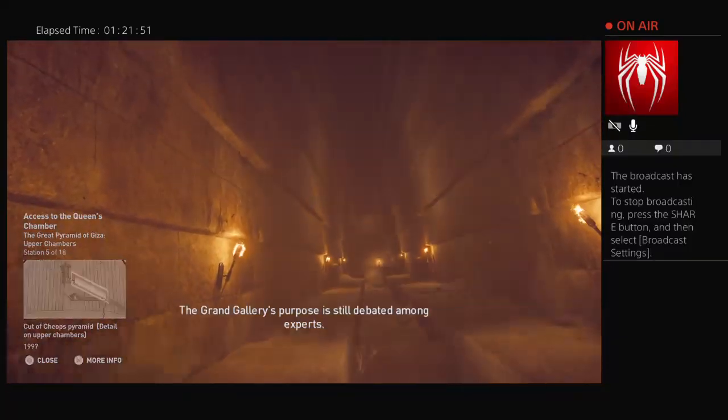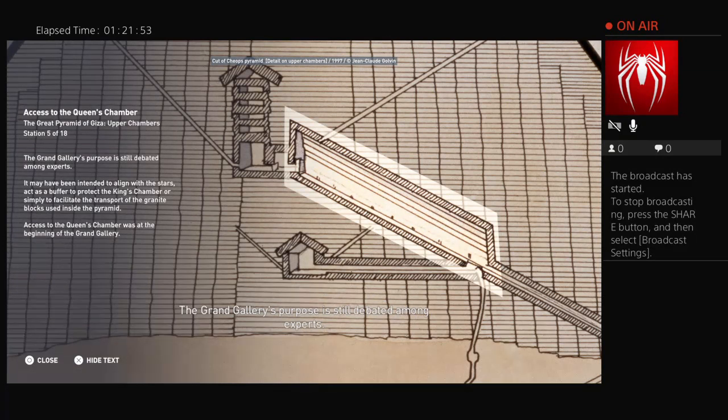The Grand Gallery's purpose is still debated among experts. It may have been intended to align with the stars, act as a buffer to protect the King's Chamber, or simply to facilitate the transport of the granite blocks used inside the pyramid. Access to the Queen's Chamber was at the beginning of the Grand Gallery.